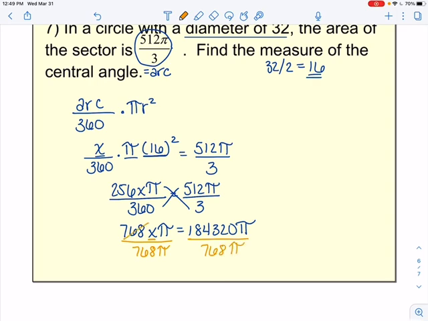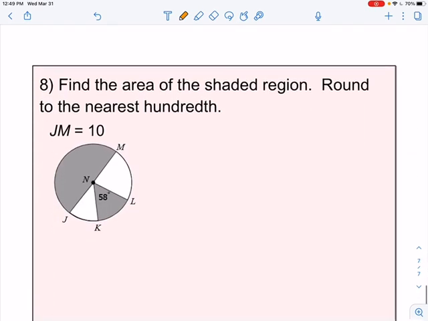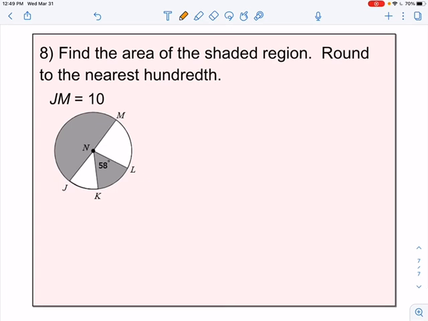So over on the left-hand side, the 768s and the pi's will cancel, leaving you with x. On the right, again, those pi's will cancel, and now I'm just going to divide and make sure that they go in evenly, or if they don't, then we'll just round it. But when you do that on the calculator, it does divide evenly, and you're going to get an answer of 240, which means the measure of your arc is 240, which means the measure of your angle is 240.